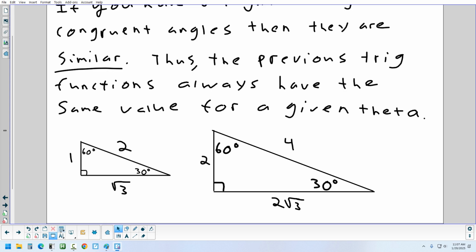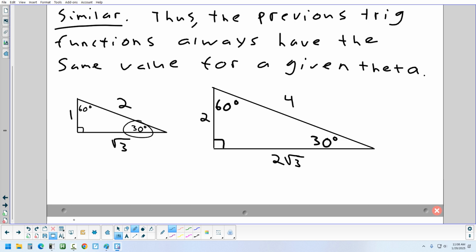Here's two triangles, and they are drawn and labeled appropriately. They are 30, 60, 90 right triangles. And the one on the right is a scale factor of 2. Okay, it's twice as large as the one on the left. Let's pick an angle, and let's find a trig function. Let's do the sine. And let's work with the 30. I don't have to work with the 30, but I'm going to. Okay, let's find the sine of 30 in the small triangle.